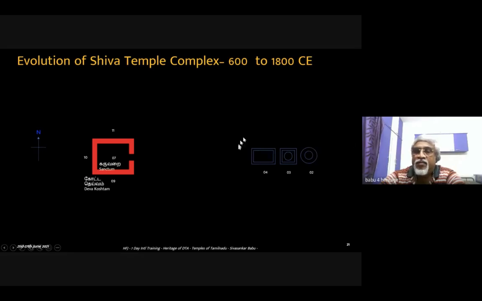So later on, gradually, the physical components, the Dvajastamba, and then Balipeda and Vahana Mandapa also came. Vahana Mandapa for the deity's vehicle: in this case Nandi, or if it is a Shakta temple, it will be Simha, like that.